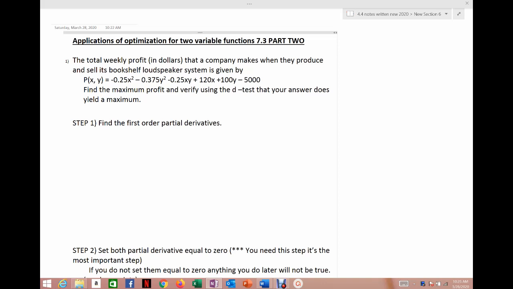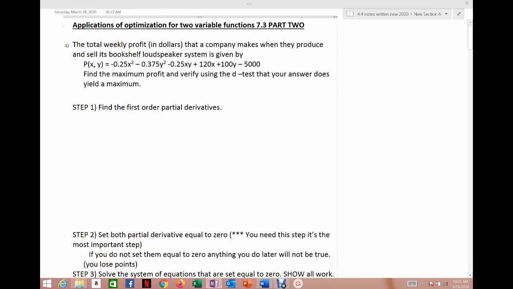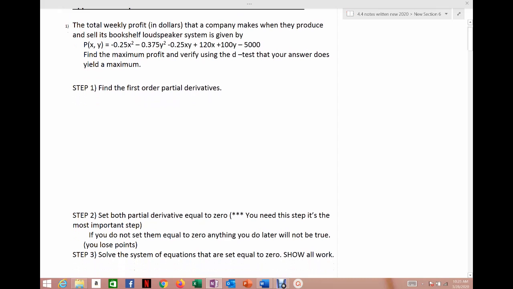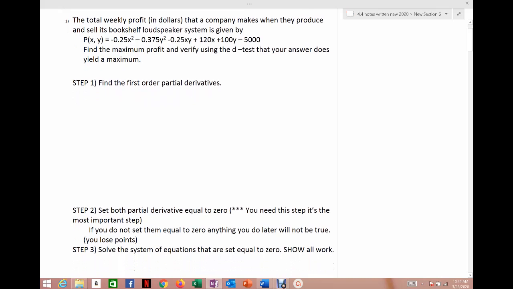We found absolute values, we tested using the second derivative test. Same things here. We're going to find the critical values and test using the second derivative test for multivariable functions. Involves that D formula. So again, similar, just a little more complex because we've got two variables in each equation. Alright, so the first one I'm going to walk through all the steps that we'll be doing.